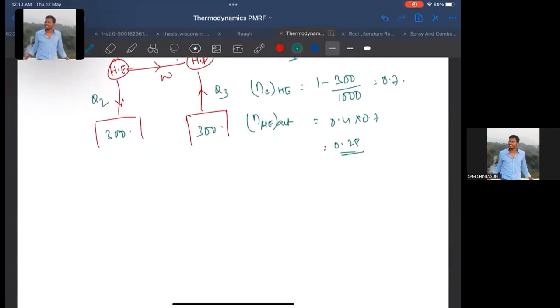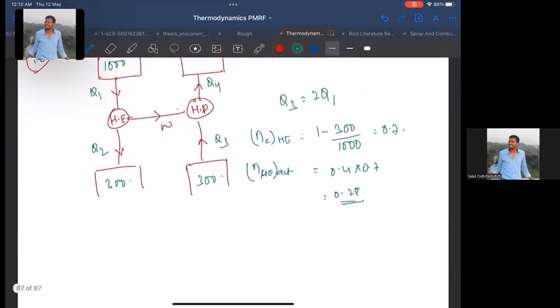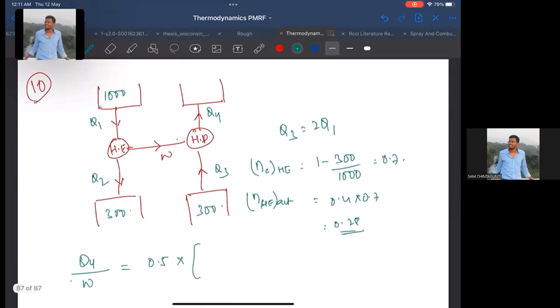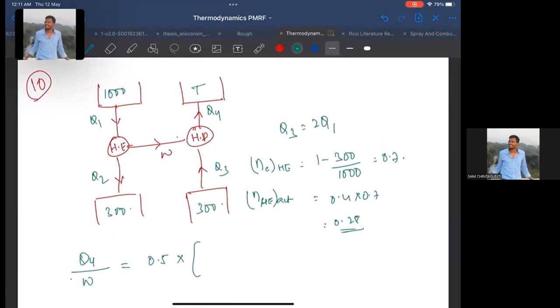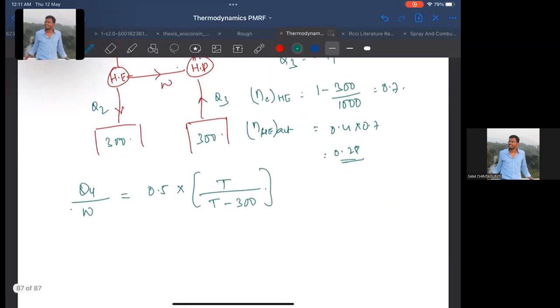COP of the heat pump is 50% of the maximum possible. Actual COP is the desired effect over work. For the heat pump, the desired effect is Q4, so Q4 by W is equal to 0.5 into your Carnot COP, the maximum possible COP. Let's say this temperature is T. Desired is T by T minus 300. All right. Now we have to find what is Q4.